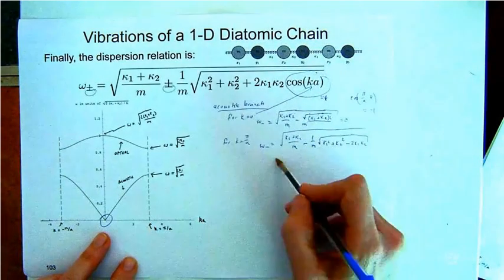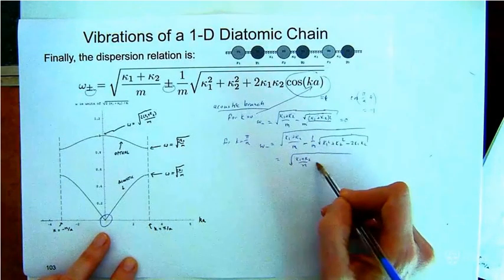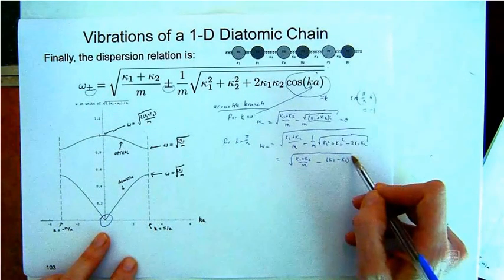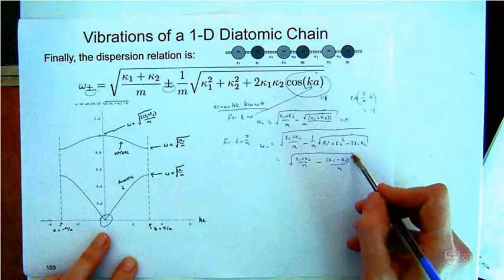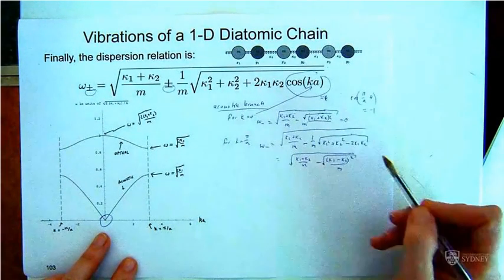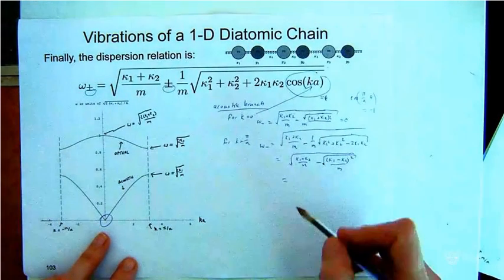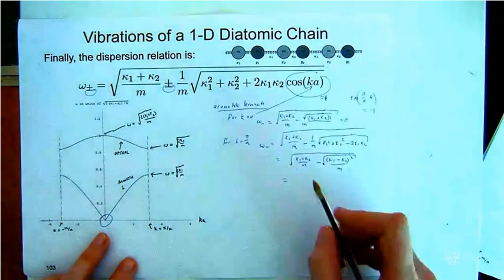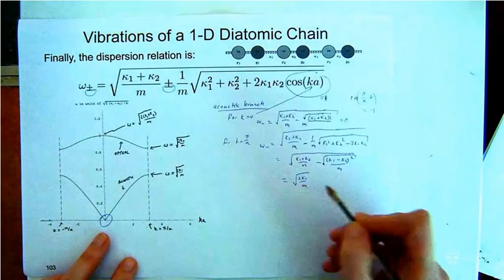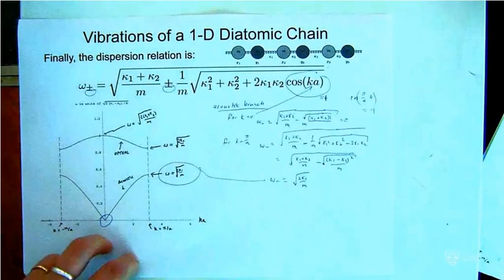which, as you can see, kappa 2 on m minus kappa 1 minus kappa 2 all squared on m. And I've got a square root in there as well. So you will get cancellation of kappa 2, and you'll be left just with the square root of 2 kappa 1 over m. Okay, so that's all you're doing to get these values here.